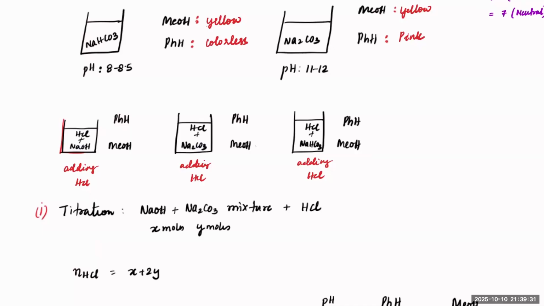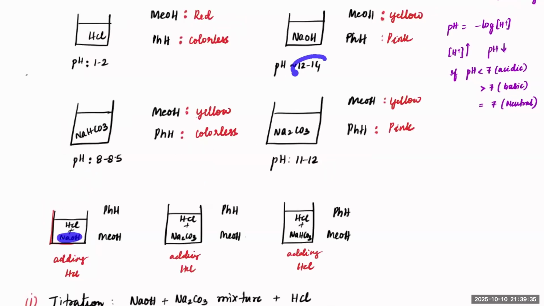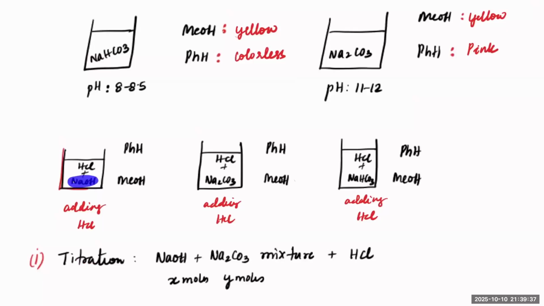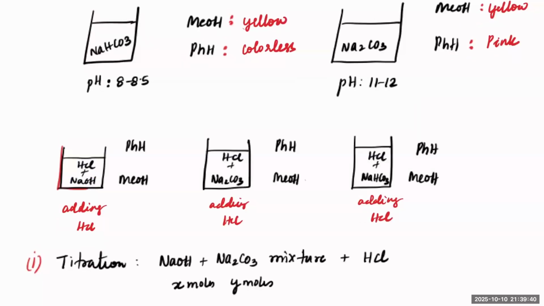Originally, what is the pH when there is only NaOH? NaOH is around 12 to 14. 12 to 14 means what is the color that will be indicating here? So this will be pink to colorless. Correct? This will become pink to colorless. Methyl orange, what is the color it will change? It will be yellow towards when all the HCl has been added. I mean, if HCl is added in excess, then it will start turning into red color.